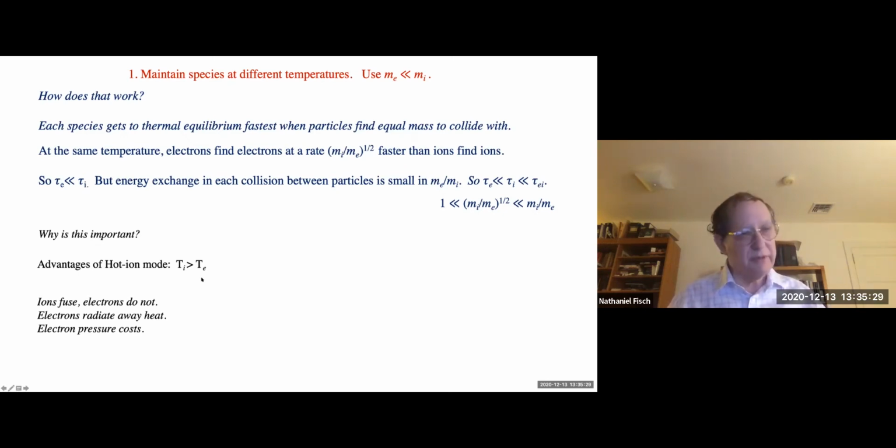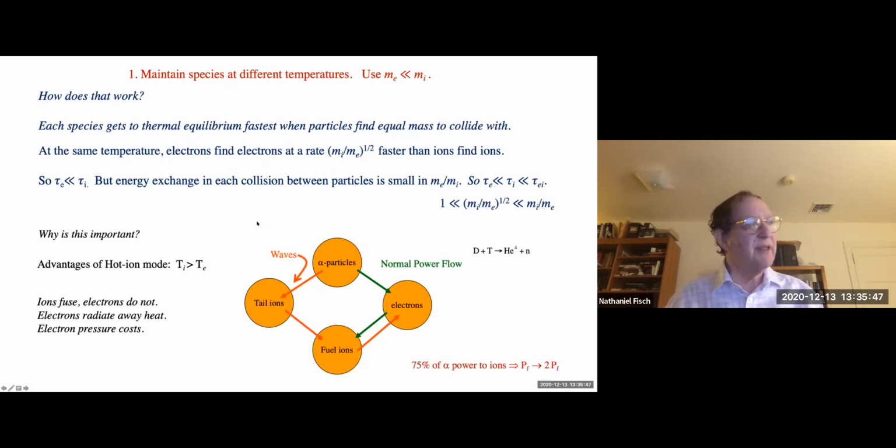And that's something really important in fusion, because the ions fuse, but the electrons don't. The electrons just radiate the heat away, and it also costs pressure to contain them. So you would like to get the ions hotter than the electrons, and in principle you can because of this separation of time scale. The question is how you're going to do it.